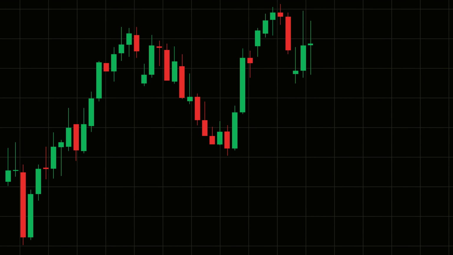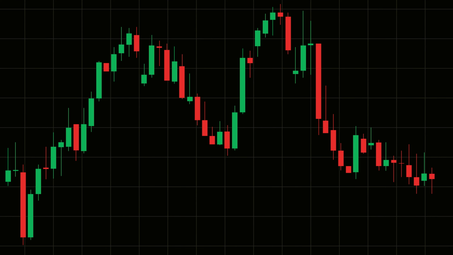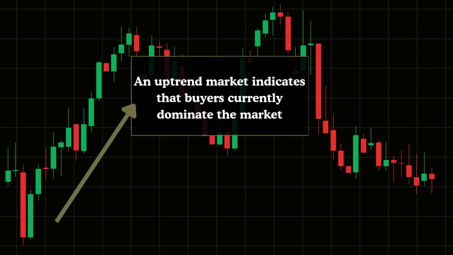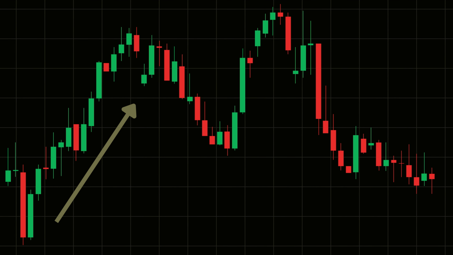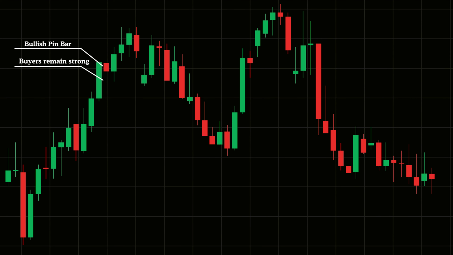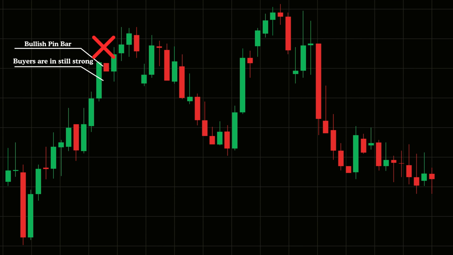Take a look at this example. This is the daily chart for the British pound against the Swiss franc. As shown, the market is in an uptrend, which tells us that buyers currently dominate the market. The appearance of this bullish pin bar candlestick suggests that buyers remain strong and a bounce to the upside is expected. But here's what actually happened: the market dropped.